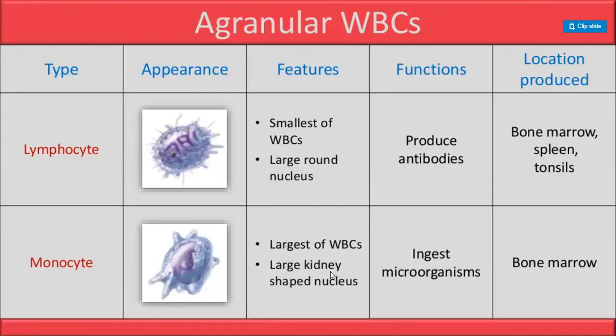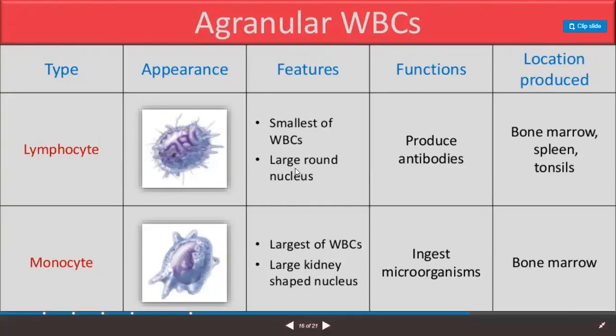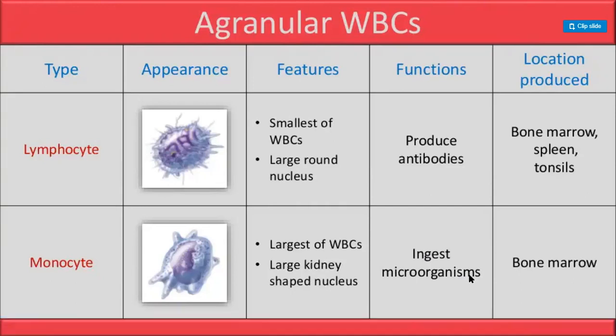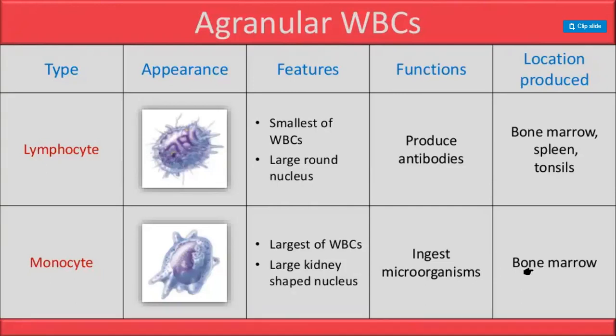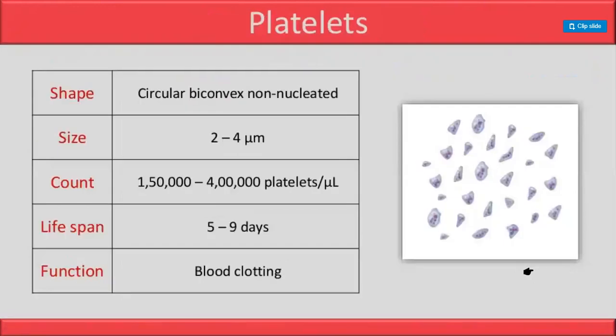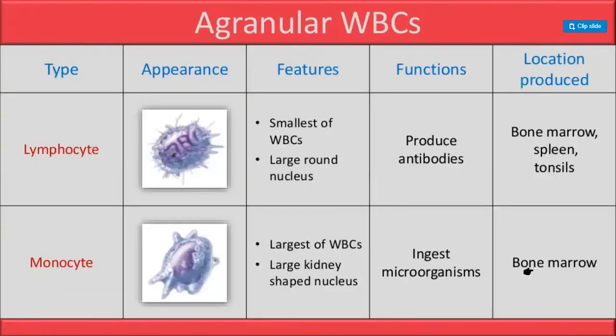So that is an exam question also. The monocytes are bean shaped or kidney shaped, while lymphocytes are round in shape in terms of the nucleus. So the function of the monocyte is to ingest microorganisms, to engulf microorganisms and help to kill those microorganisms after they've been engulfed, and they are produced also in the bone marrow. Okay, so that is that about the white blood cells.